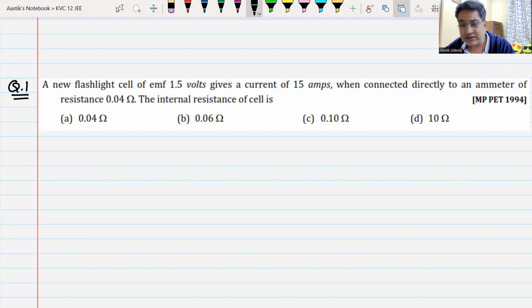Now we are dealing with internal resistance of a battery. Battery is also an electrical device. It gives you potential difference which allows the current to flow. Current can only flow because of potential difference. Yes.